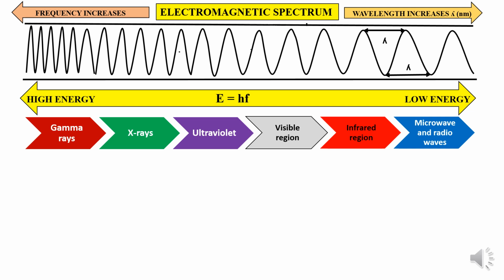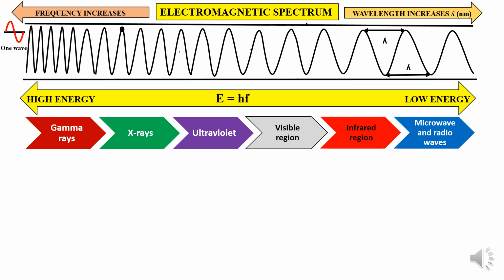Now, frequency is the number of wavelength units that pass through a fixed point in unit time. So as you move from the low energy microwave and radio waves towards the high energy gamma rays, not only the frequency increases, but also the energy of radiation increases.